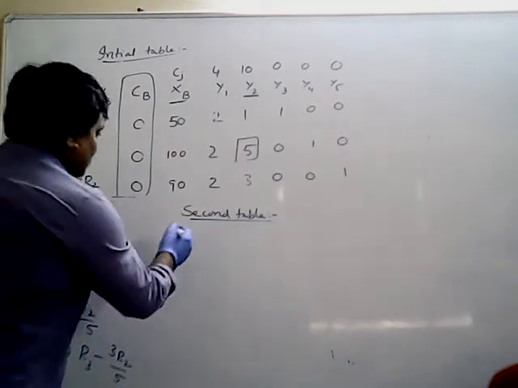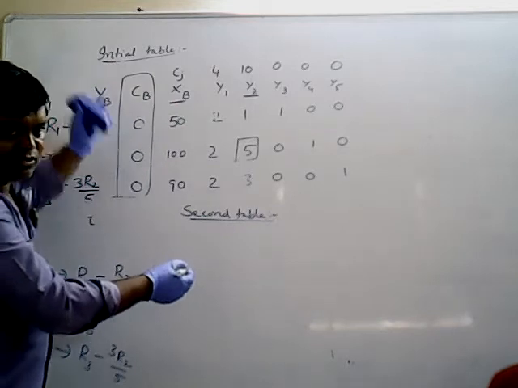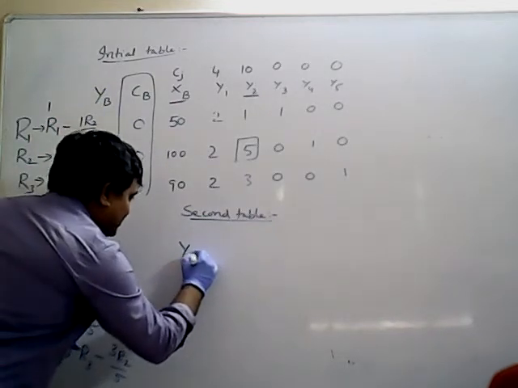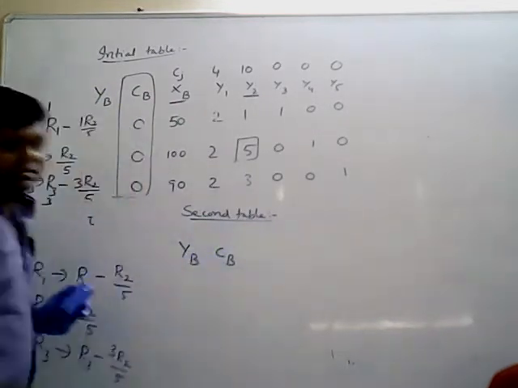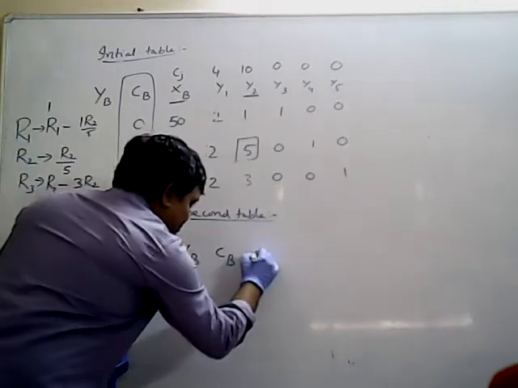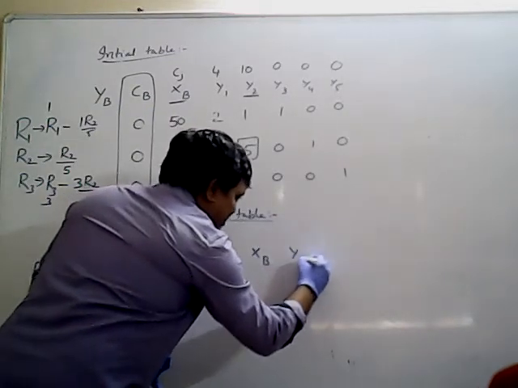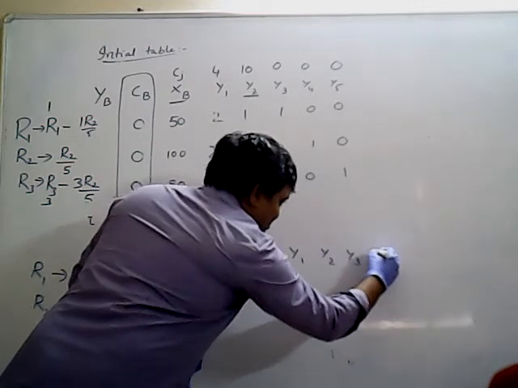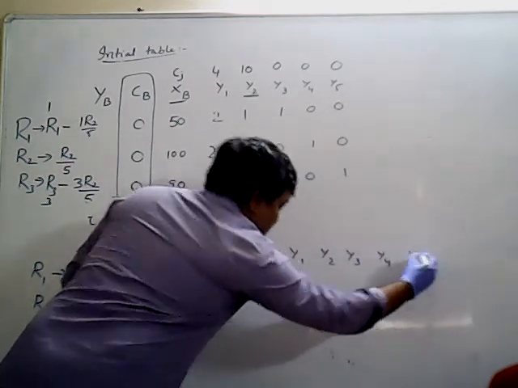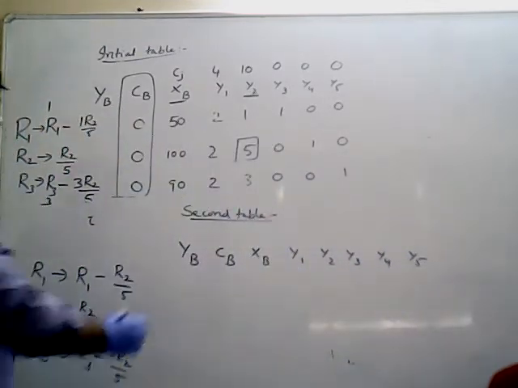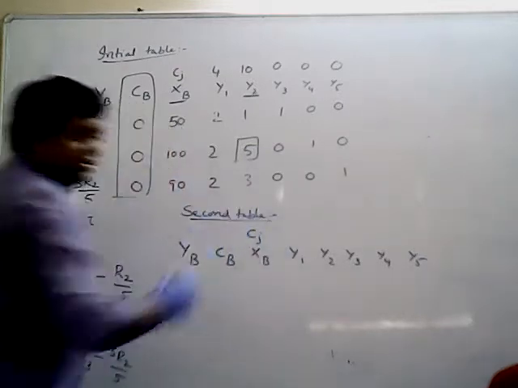unbounded solution. So what are the columns required? Now you are familiar with the columns. What is the first column? First column is YB. What is the second column? CB. Next column. What is the next column? XB. Now how many variables are there? 5. Y1, Y2, Y3, Y4, Y5. Cj is the cost matrix.